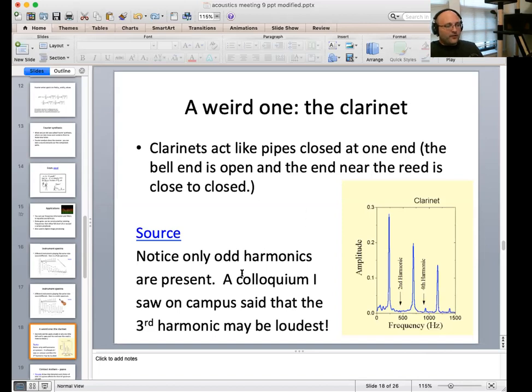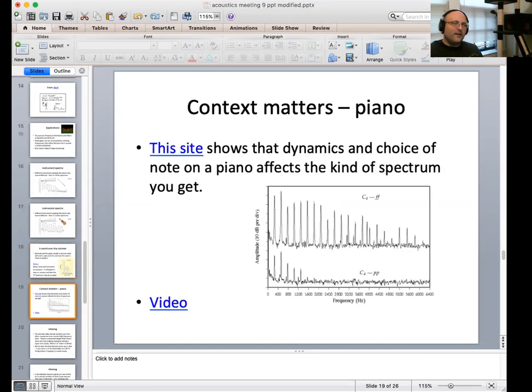Our speaker that day said that in some cases the third harmonic may be the loudest. This would depend on what register you're playing in, but the point is, you have a different spectrum there.